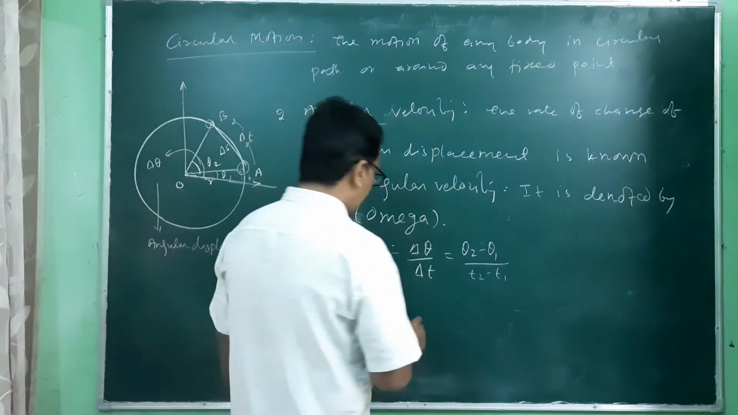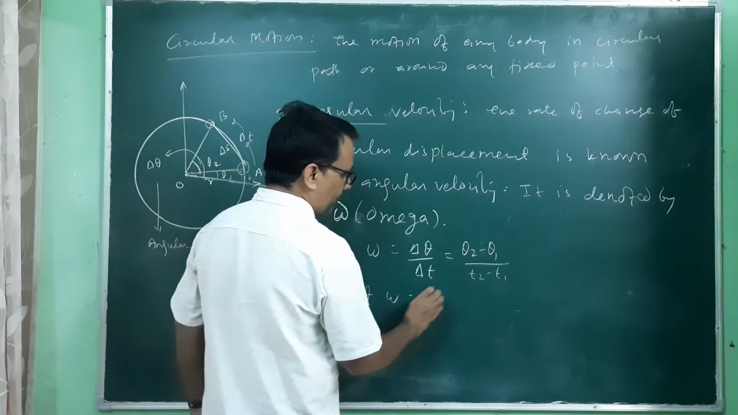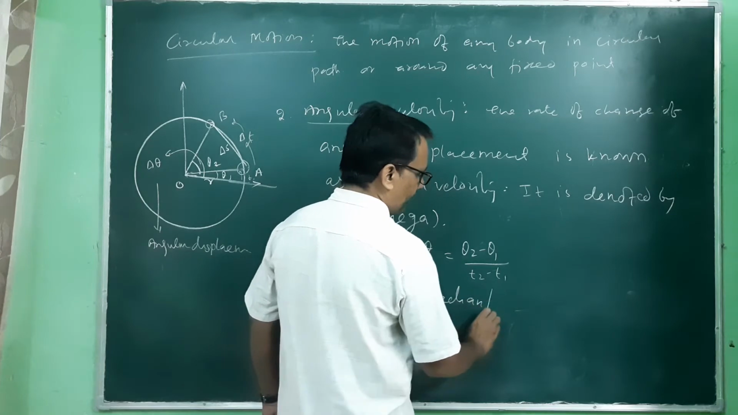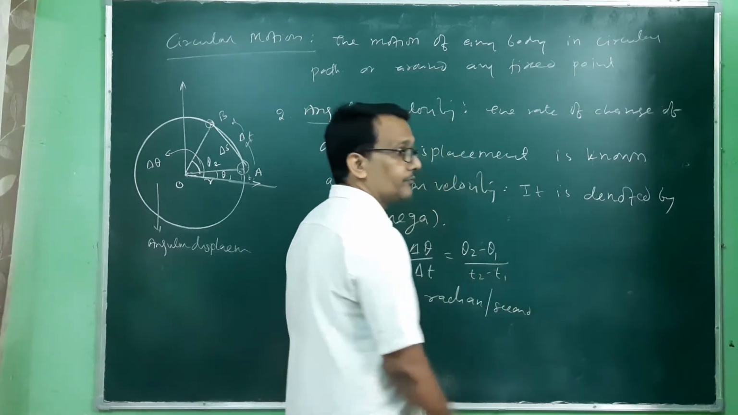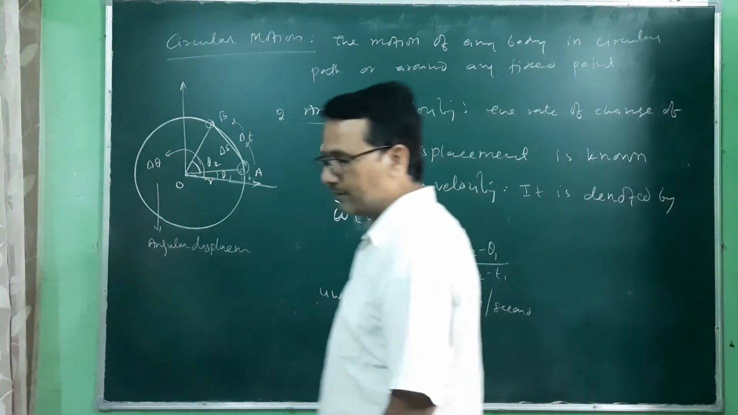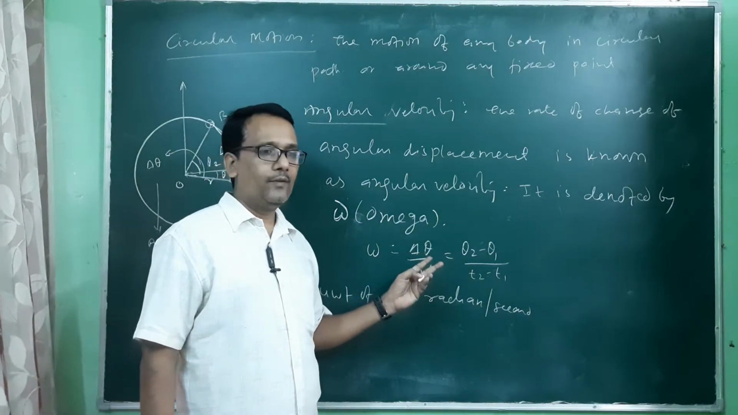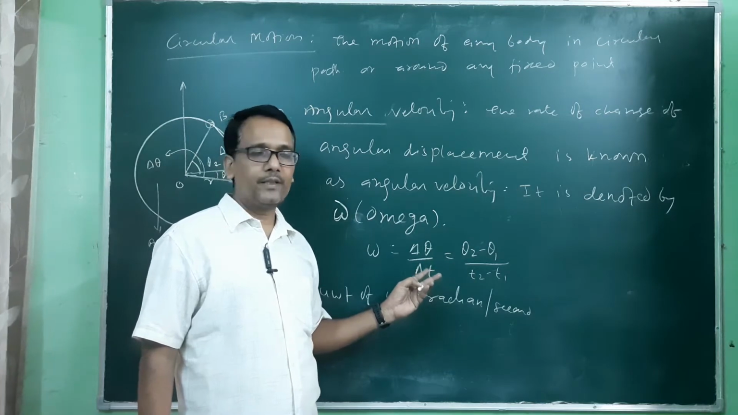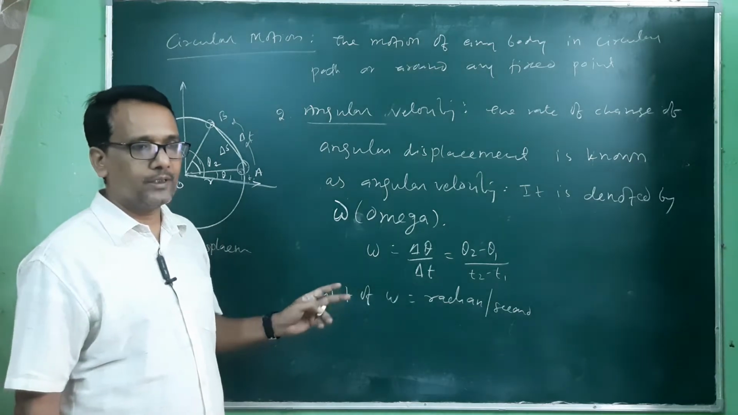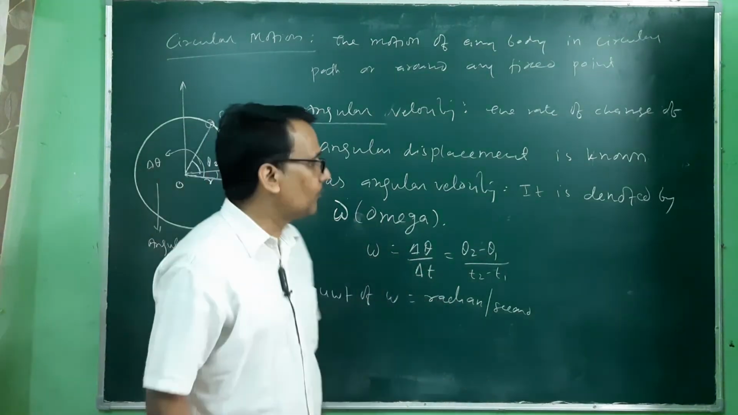And the unit of omega: this is an angle, so angle is measured in radian per second. This depends on the unit of theta. Generally in physics we measure theta in radian. So what is radian, you should know, and the relation of radian with degree. So what about 1 radian?